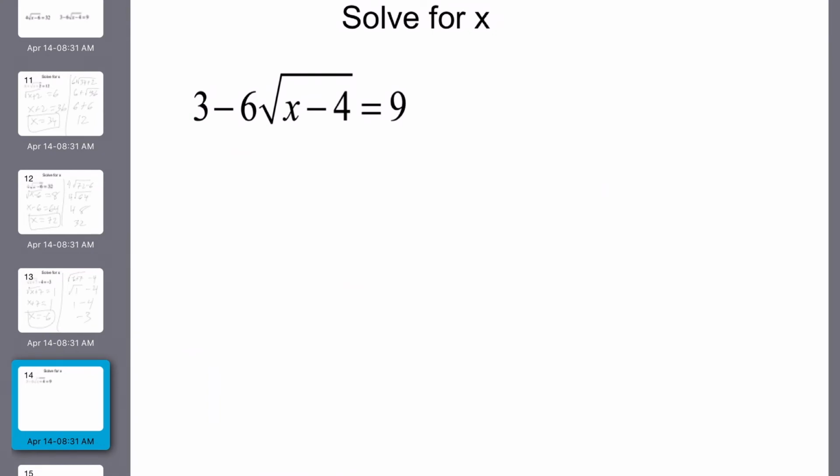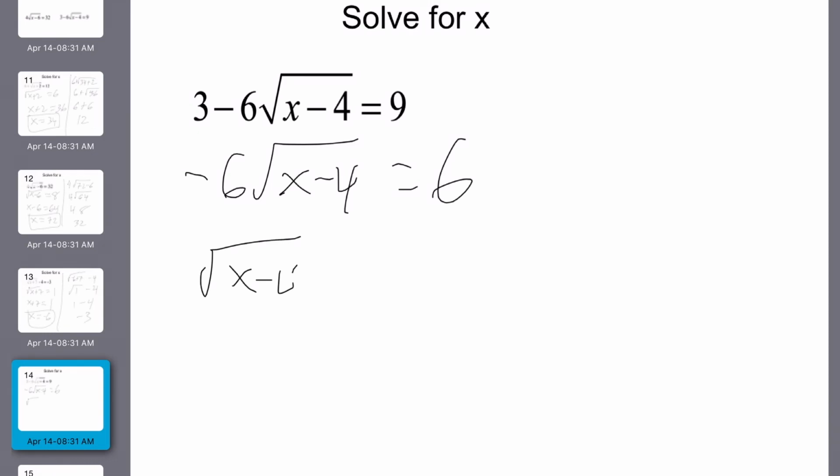And now here you've got two steps to go ahead and isolate that radical. And so we're going to go ahead and subtract the 3 from both sides. And then we're going to divide by the negative 6. And we get this. And right here you should stop. And you know that there's not going to be a value of x that can solve this. But if you didn't notice and you kept going, you would get x minus 4 equals 1 and x equals 5.